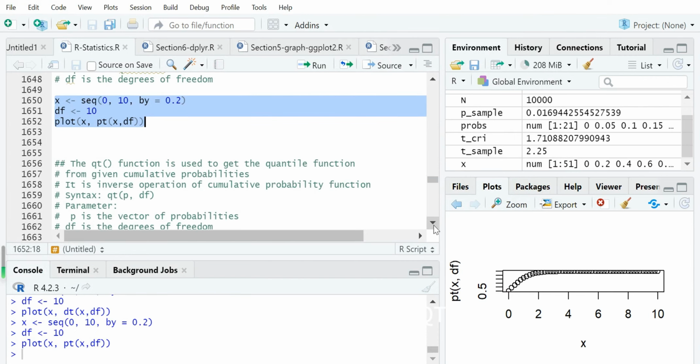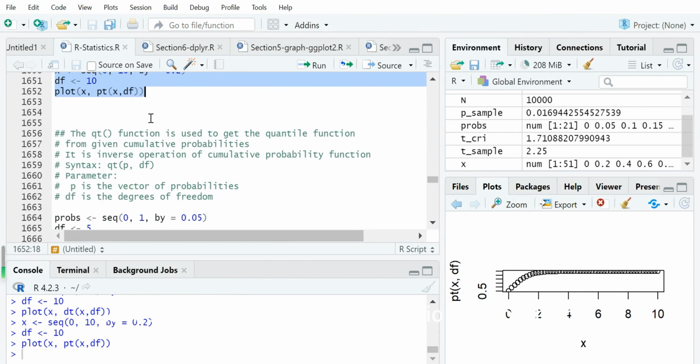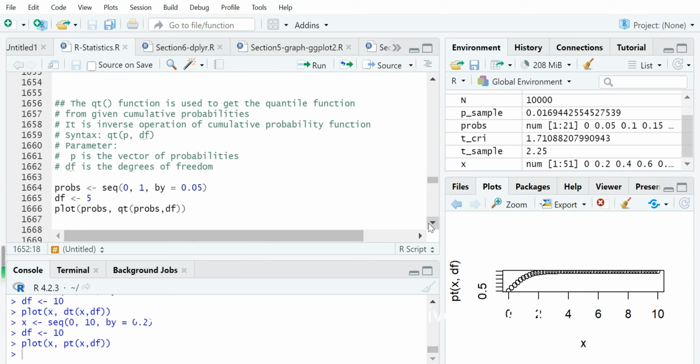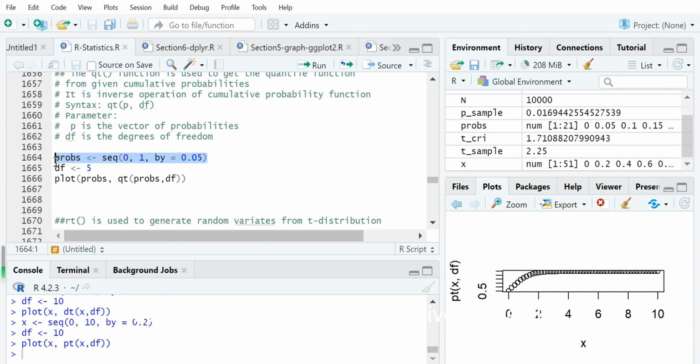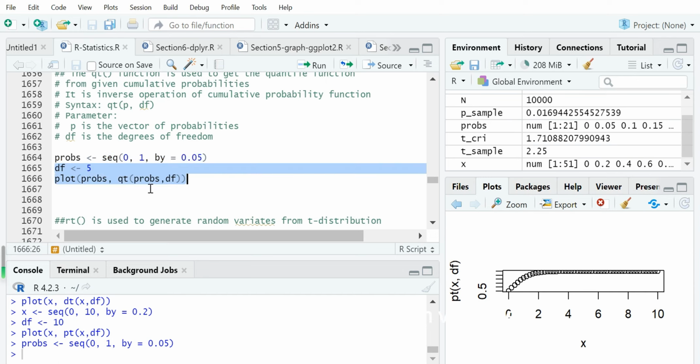And the function qt is the opposite operation of function pt, which is used to calculate the quantile value from the given cumulative probability. So here we have to set a cumulative probability vector between 0 and 1. Then say we set degrees of freedom 5. Then you can use qt to calculate all the random variables from the given cumulative probability.